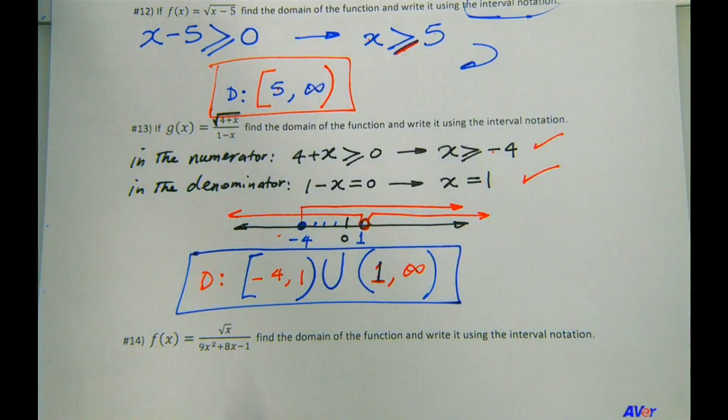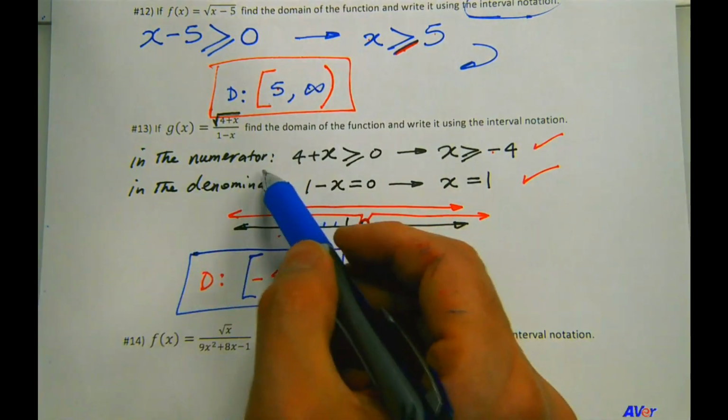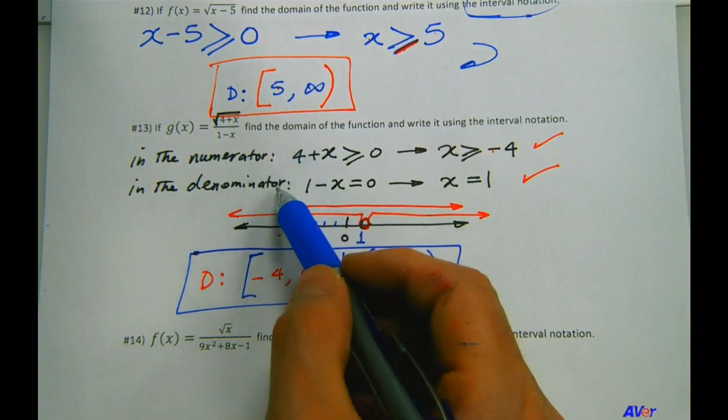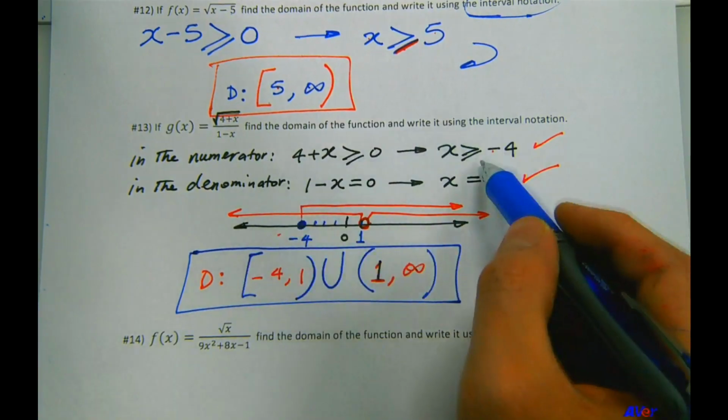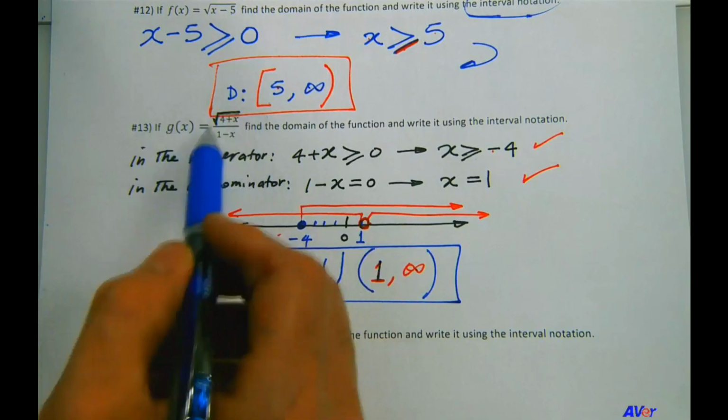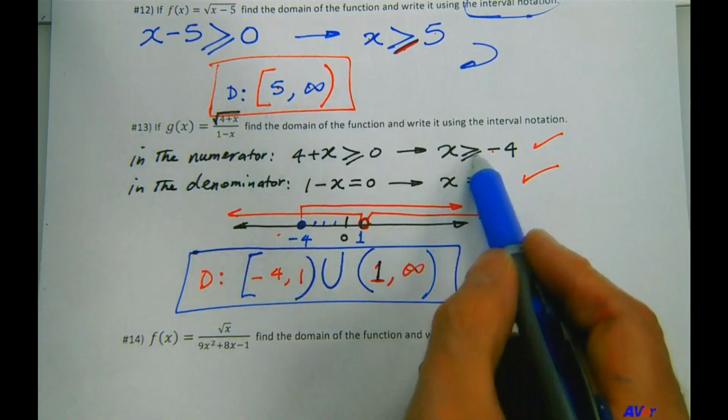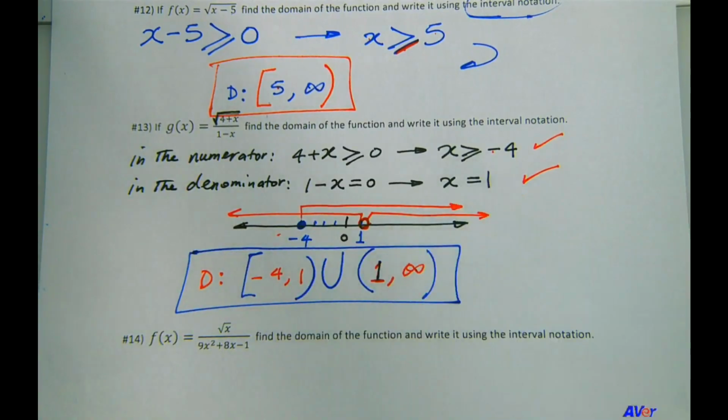So you find the domain for the numerator, the domain for the denominator, and the final domain for the entire function must satisfy both of those restrictions that you came up with in the numerator and the denominator. Okay.